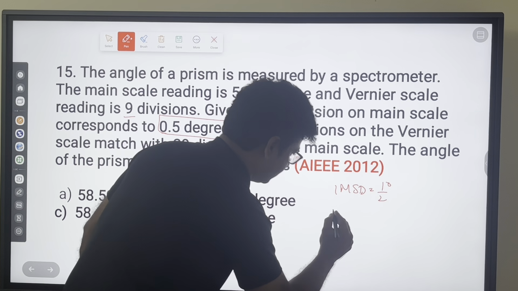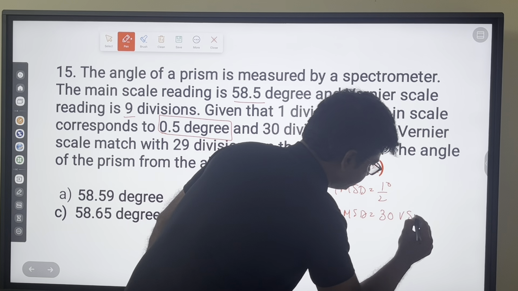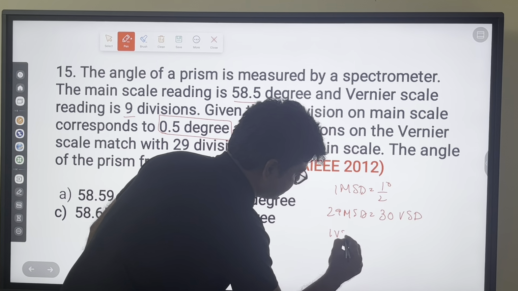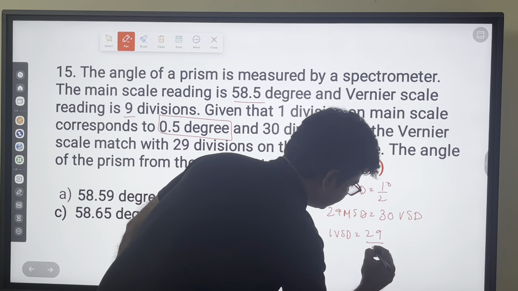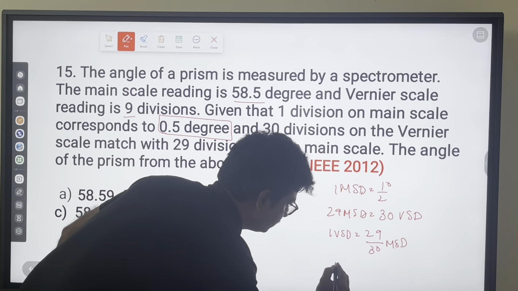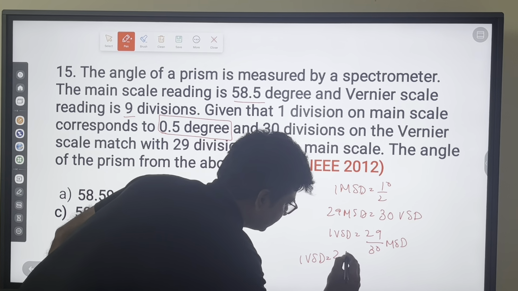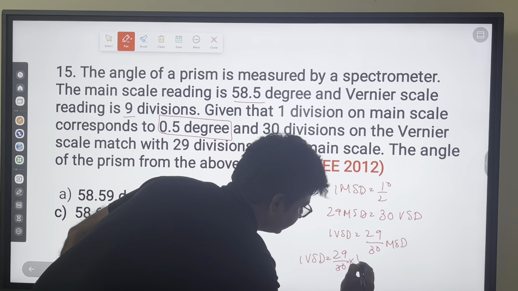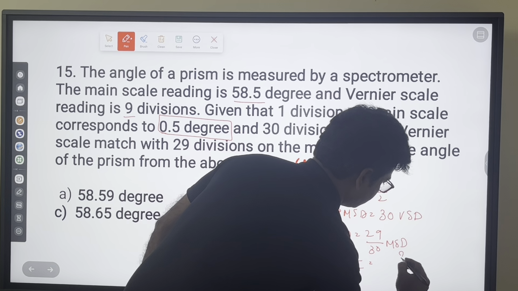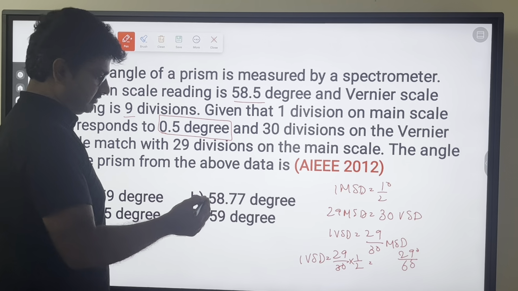Therefore, how much is 1 VSD? 29 MSD is equal to 30 VSD, so 1 VSD is equal to 29 by 30 MSD. 1 VSD is equal to 29 by 30 into half a degree, because 1 MSD is half a degree. So this is equal to 29 by 60 degrees, the same as in the previous problem.